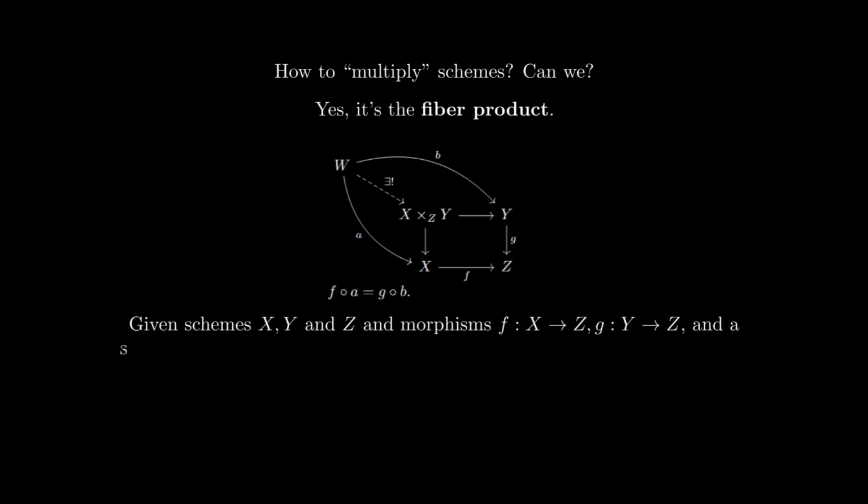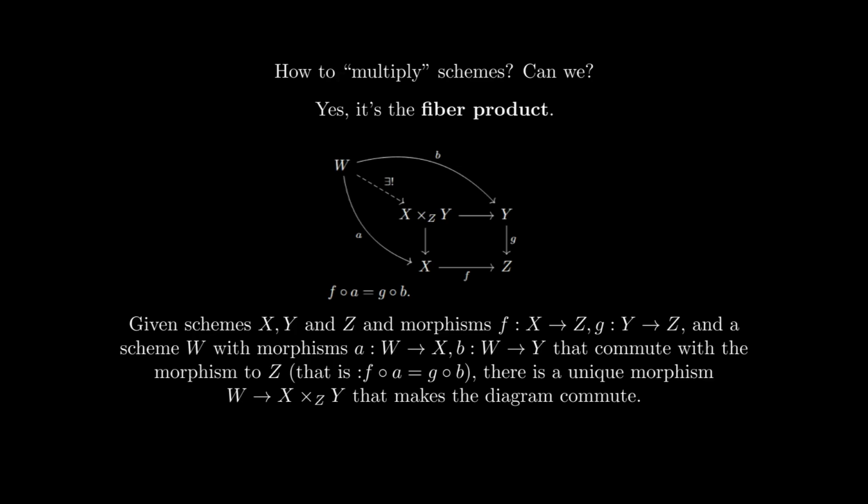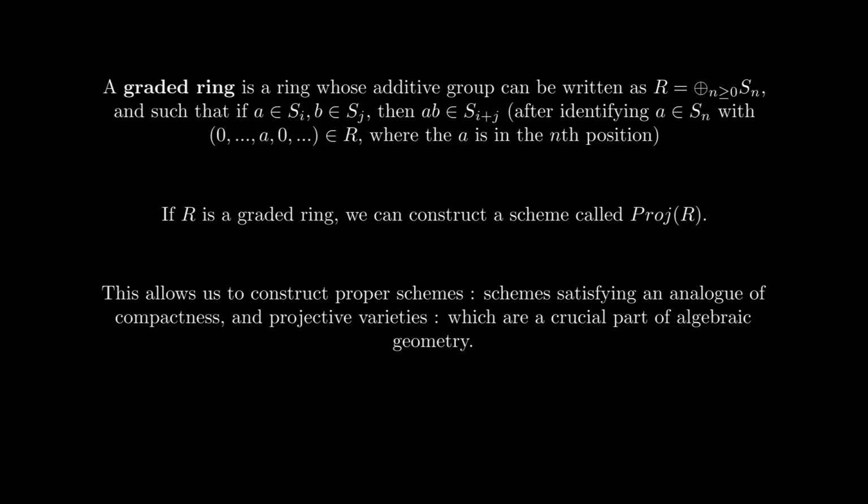There is a construction called a fiber product of schemes that allows us to, in a sense, multiply schemes together, just like how we can take Cartesian products of sets. If a ring has a notion of degree on it, it's called a graded ring, and we can do a construction called Proj R to turn it into a scheme that has different properties than Spec R. For example, Proj R is proper. A proper scheme is a scheme that satisfies an analog of compactness.